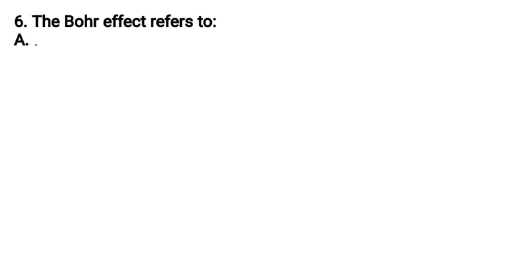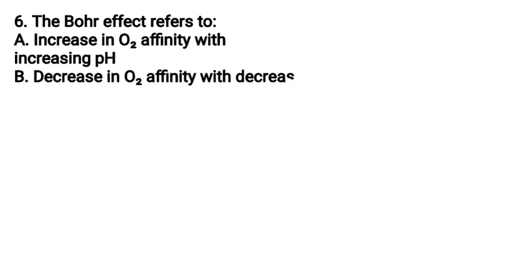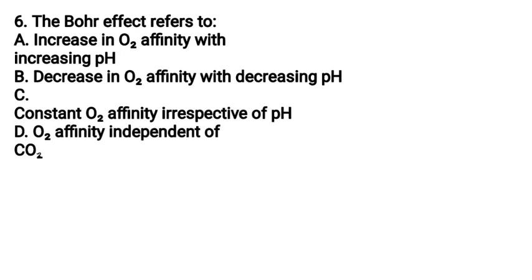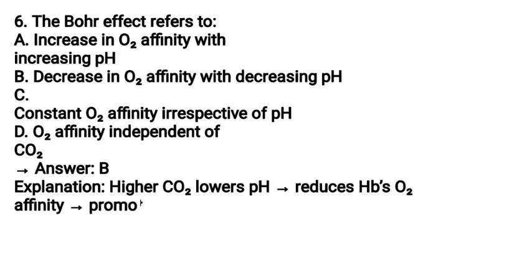6. The Bohr effect refers to: A. Increase in O2 affinity with increasing pH, B. Decrease in O2 affinity with decreasing pH, C. Constant O2 affinity irrespective of pH, D. O2 affinity independent of CO2. Answer B. Explanation: Higher CO2 lowers pH, decreases Hb's O2 affinity, promotes oxygen unloading in tissues.